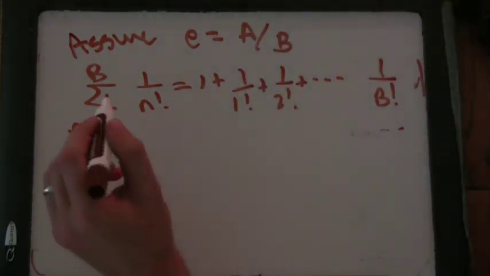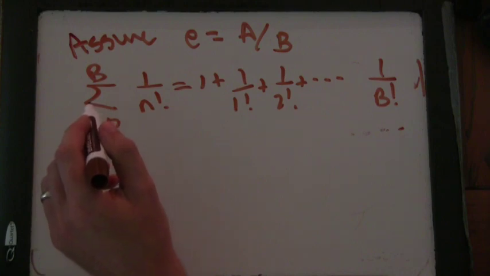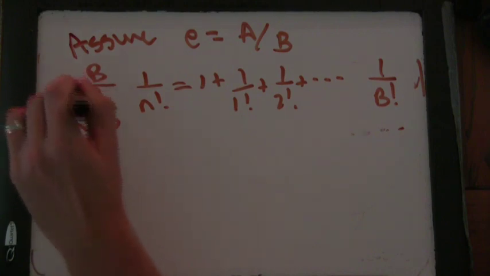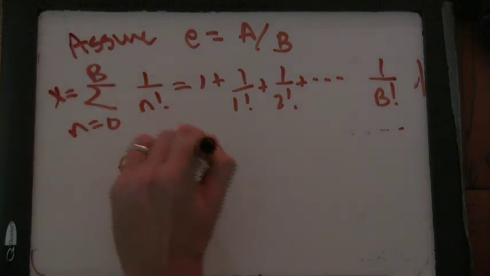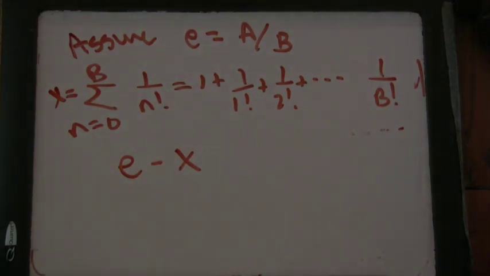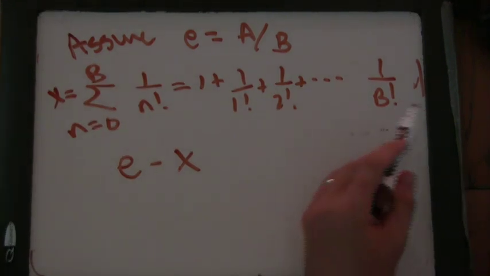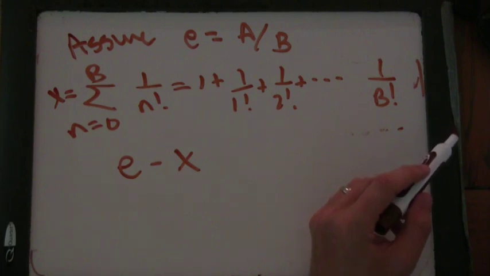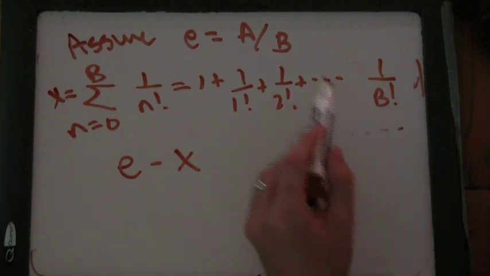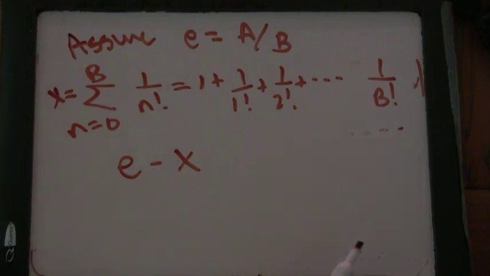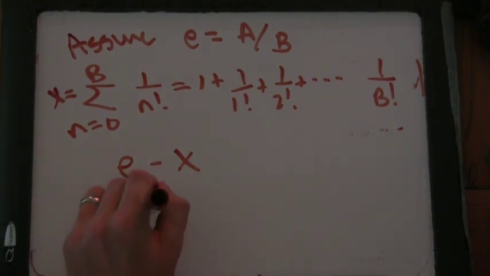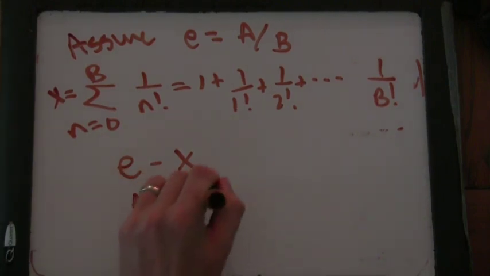Okay. And now we're going to look at the sum. What should I call this sum? Let's just call it x. We're going to look at e minus x. Now e has to be bigger than x. Why? Because this sum x is a part of e. It stops at b. e would continue. This sum is also rational, but we're assuming e is rational.